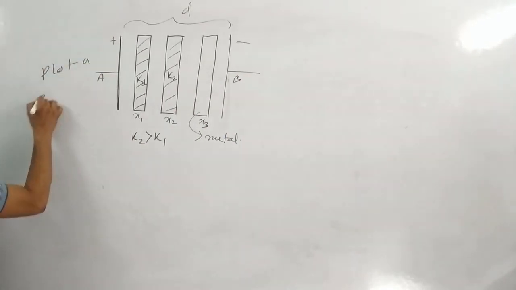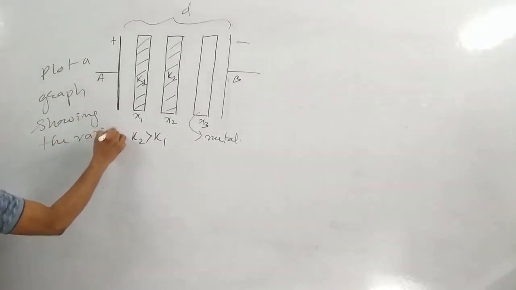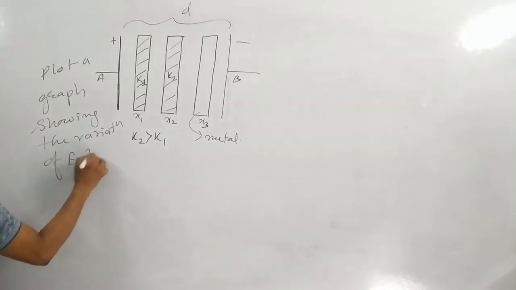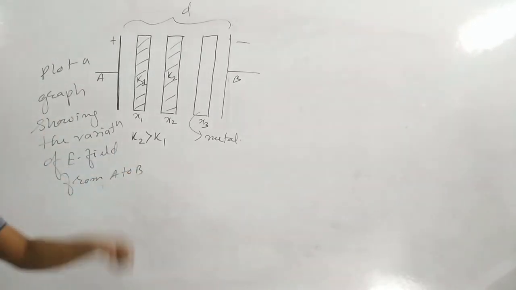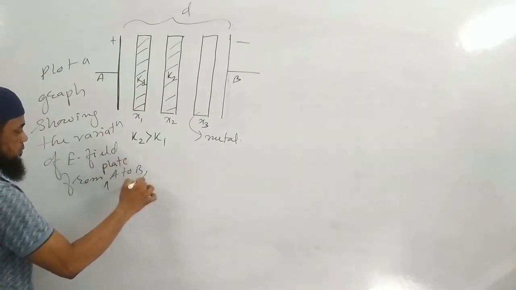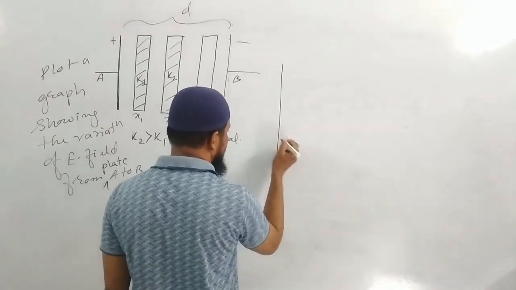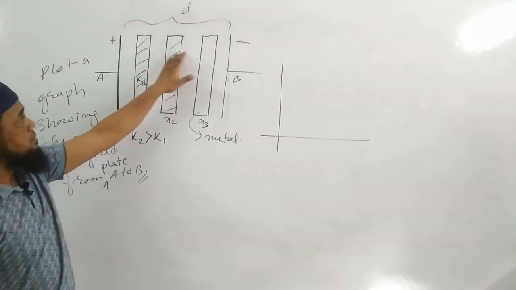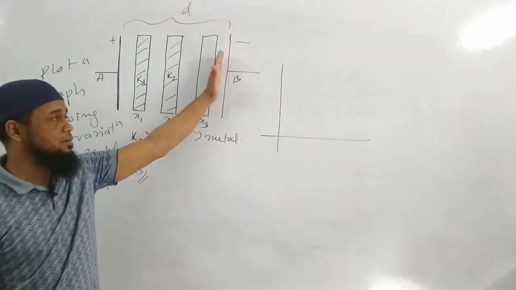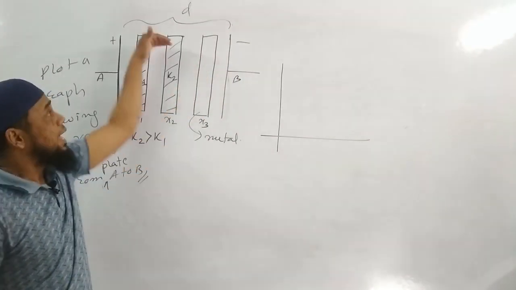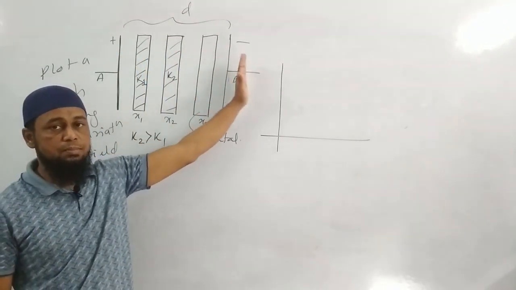You have to plot a graph showing the variation of electric field from plate A to B. How to plot the graph? Let me plot it. In the absence of these slabs, the electric field would have been uniform, sigma by epsilon naught from one plate to the other. At the edge there will be some edge effect, that is different, but in the region in between, we can take it approximately constant, sigma by epsilon naught.